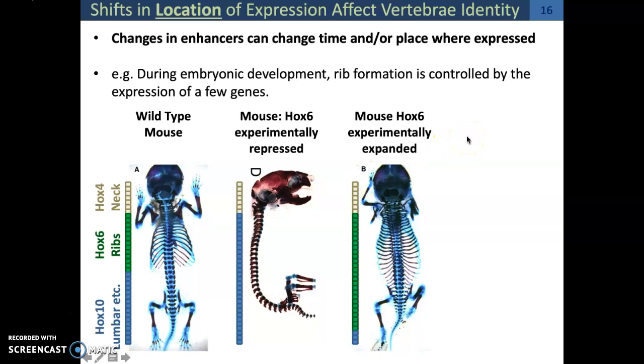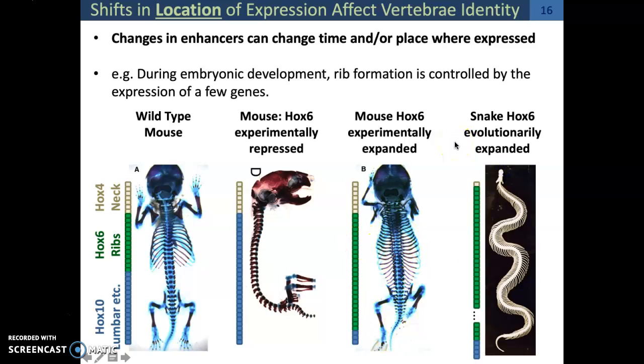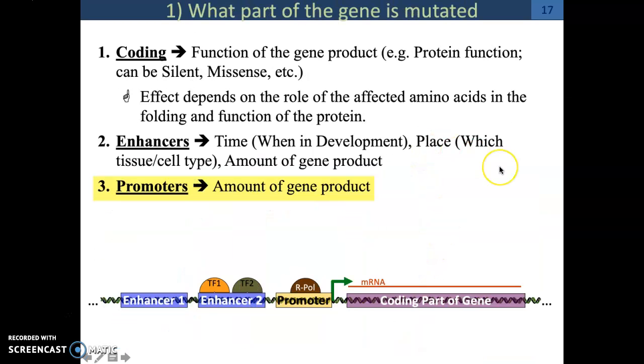And finally, is there anything that you know of that has a long slithery body with a lot of ribs in it? This is an image of a snake, right? And we can actually look and see their HOX6 gene is turned all the way up, right? They have lots of it. So they form lots of ribs and have this long, slender body with lots of ribs and a lumbar region. And that's actually been evolutionarily selected for. So not in the lab, but out in the wild has selected for these genes. So those are examples of enhancers.